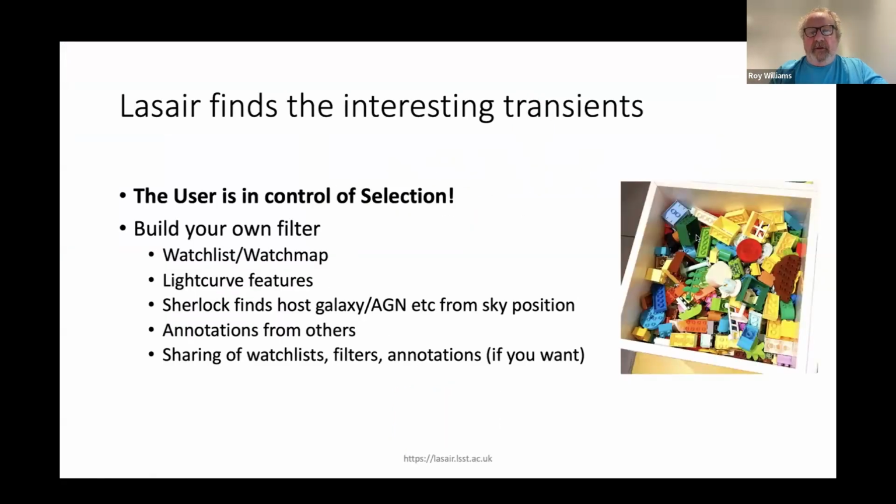So Lasair is sort of a way for users to create their own filters. It's not classification of alerts, but rather building a filter that reduces the deluge down to just the ones that you want. And there are various Lego bricks in the box: watch lists, watch maps, light curve features, the Sherlock context system, annotations from other people, and we have a sharing system of all of these resources if people wish to. So you can take a filter that someone else has built and modify it for your own uses.